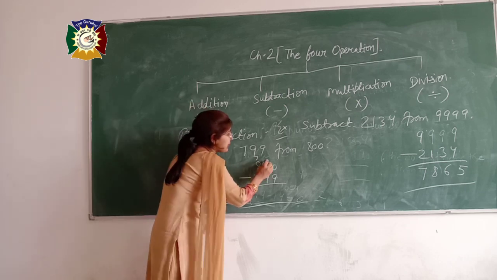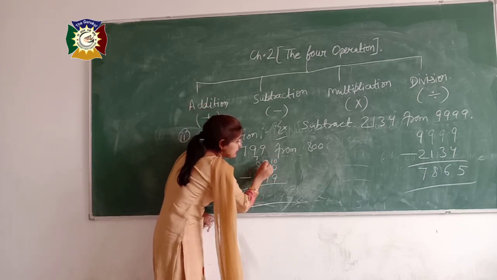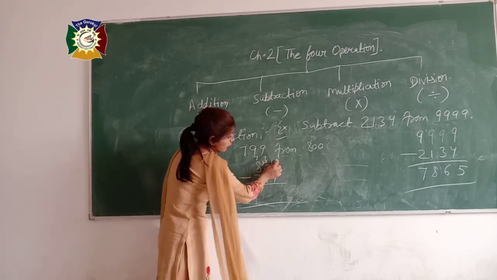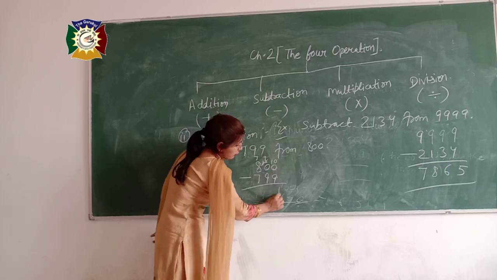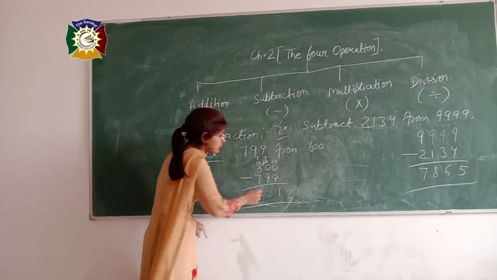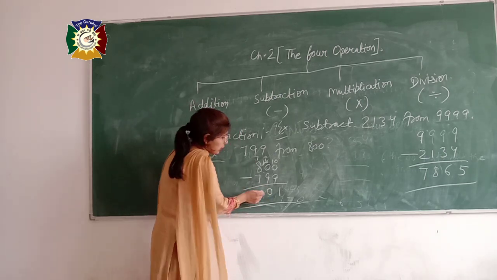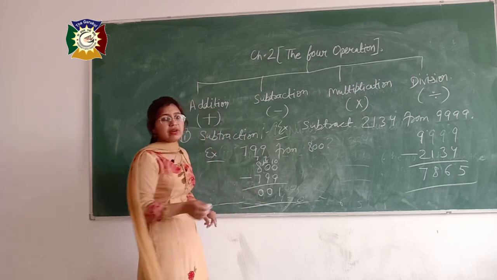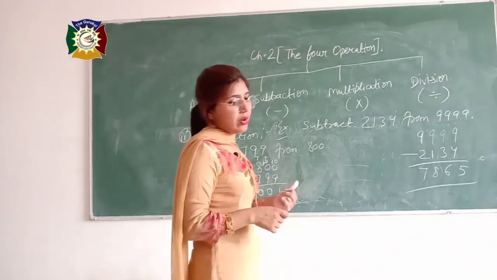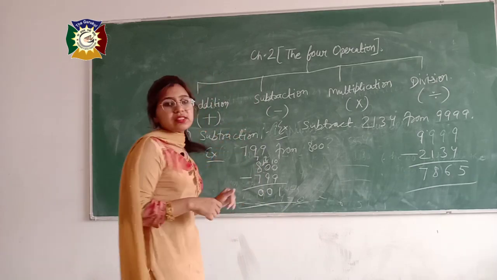And when it becomes 10, it will give 1 borrow to this number. Now it will become 10 and this number will become your 9. Understand? And then from 10 you will subtract 9. You will get 1. Here you have 9 and 9 minus 9 is 0. Here you have 7. 7 minus 7 is 0. Your answer is 001, that is 1. Hope the concept of subtraction and addition is clear to you and you are able to solve questions on the basis of addition and subtraction.